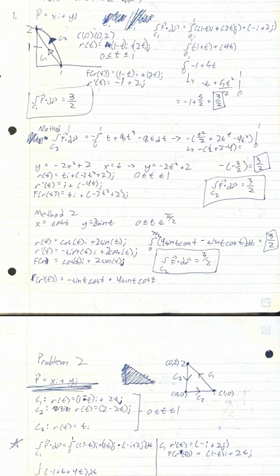I totally forgot to show that this first one is conservative using the curl test, but I did it for the second one, so you can see that there.